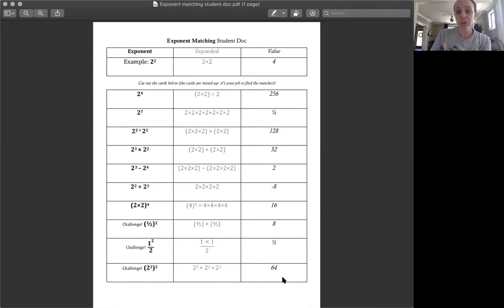What you're going to do here is cut out all of these cards at the bottom of the document that you were given, and glue them in the correct column once you find your matches. Before you glue, get your matches, have someone check your work with a calculator, and make sure that your values are equal. There are 3 challenge problems at the bottom. You're going to have to find those challenge answers for the expanded and the last column, the value column, as well. If it's a little over your head, that's okay. Give it a try though, and try your best.